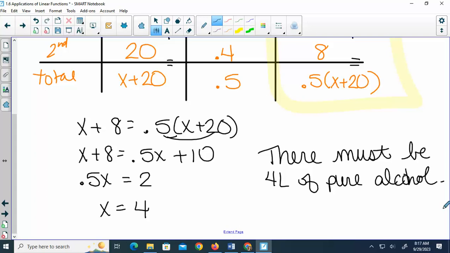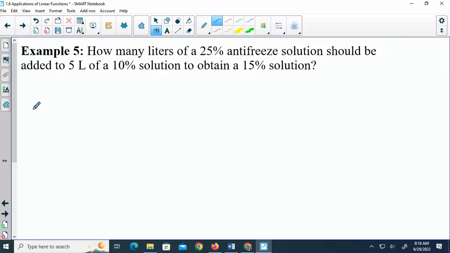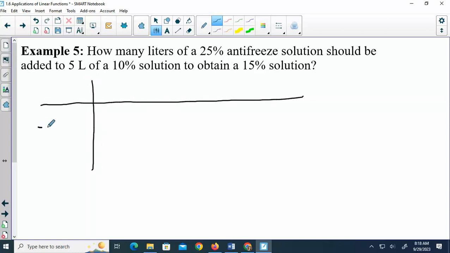Questions there? Let's try another one. How many liters of a 25% antifreeze solution should be added to 5 liters of a 10% solution to obtain a 15% solution? So anytime we're doing a mixture, I'm going to make a table to help organize my information.